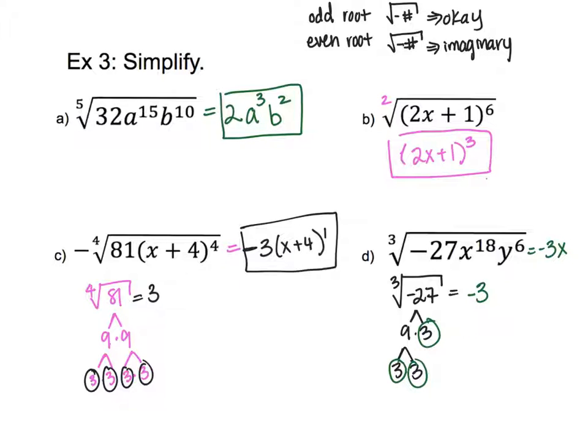All right, so when I look back at this problem here, this is negative 3x. Let's see. This x here is to the 18th power, so 18 divided by 3 gives you 6. And then y is to the 6th power, so 6 divided by 3 gives you 2. And so that is my final answer.